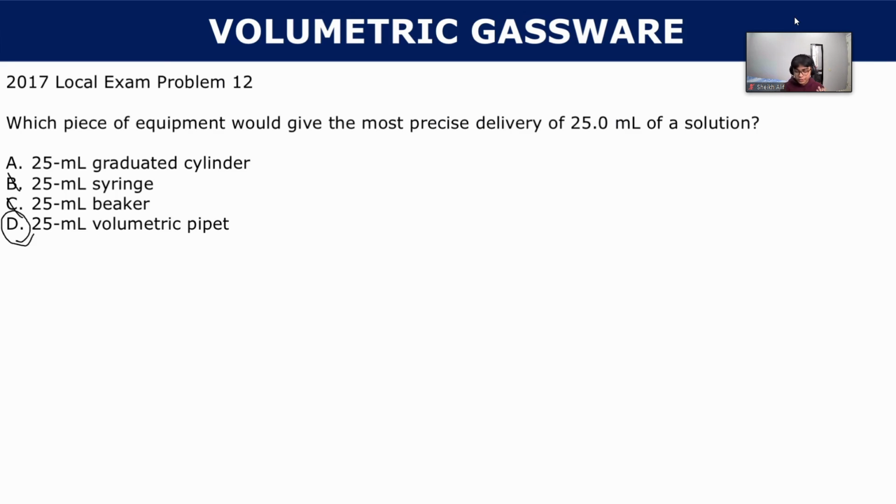And the reason we can use this particular pipette is because we know that it's a 25 mL volumetric pipette. So that means the marking that it's going to be at is going to be 25 mL, meaning we can use that to deliver 25 mL of a solution. And volumetric pipettes tend to be more accurate than graduated cylinders, and that's why we're choosing a volumetric pipette over a graduated cylinder. So the answer is D.